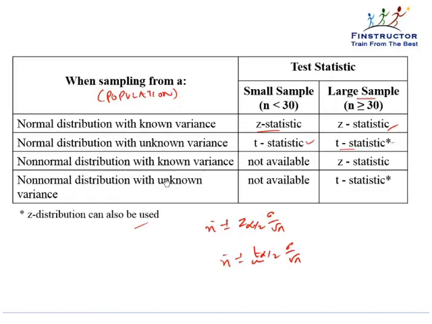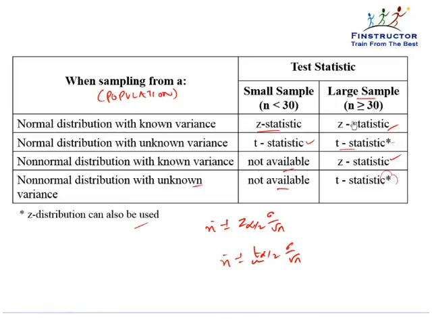If it is a non-normal distribution, then with less than 30, statistics is not available. Again, for a non-normal with unknown variance, less than 30 sample size, you can't do anything. If it is a non-normal distribution with known variance and a large sample, then the sampling distribution will approximately be a normal distribution. That is what the central limit theorem says, even if the distribution is not normal. And if it is a non-normal distribution with unknown variance, that is, the population standard deviation is not known, then again it is advised you use the t-statistic. However, even the z-statistic is allowed or can be used.